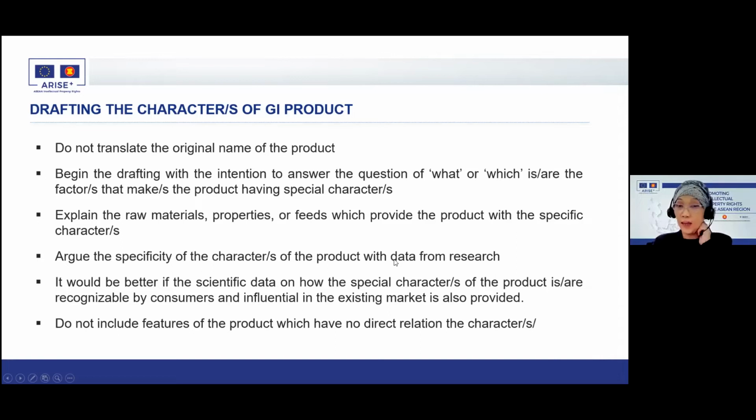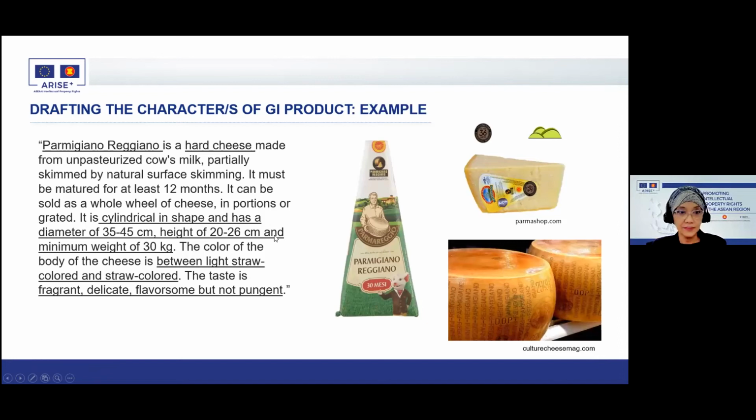So it would be better if we can also provide this specification with data from market polling, for example, or consumer surveys. Do not include features of the product which have no direct relations with the characters. Now, this is an example of drafting the characters of GI products. Parmigiano Reggiano is a hard cheese.